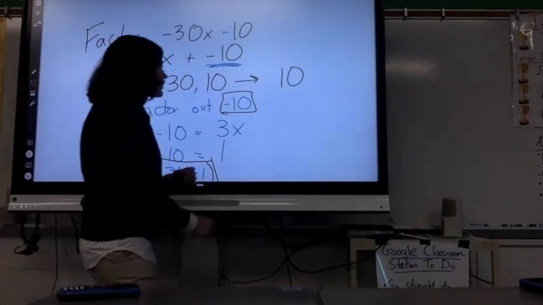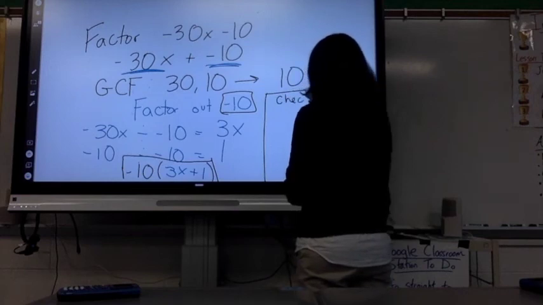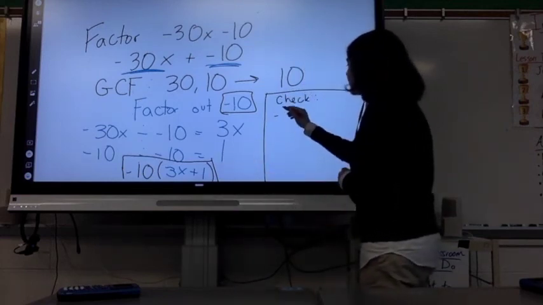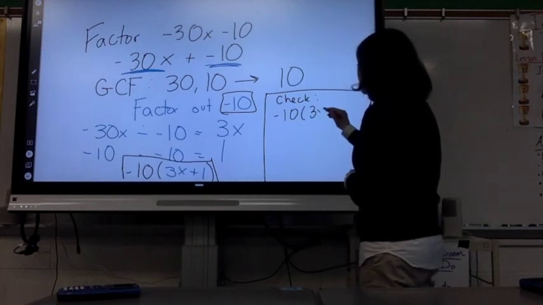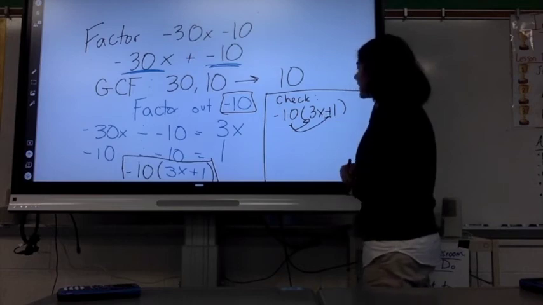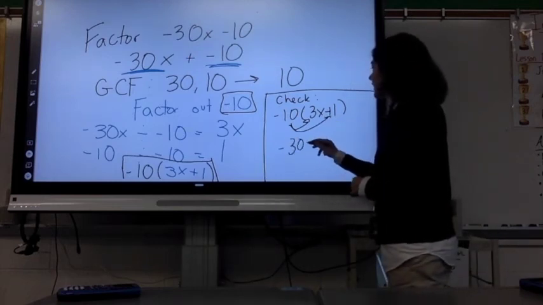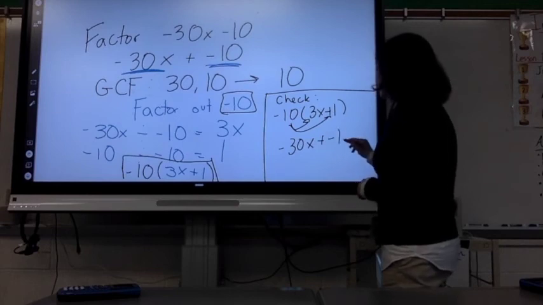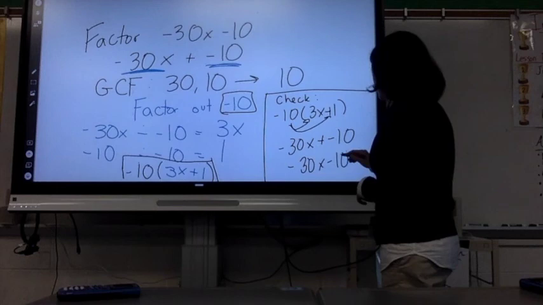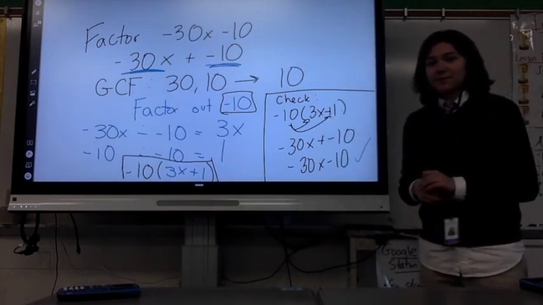I can check that I'm correct. That's step 5. I can check by using the distributive property on this. So negative 10 times 3x plus 1. I distribute the negative 10 to the 3x and the negative 10 to the 1. I get negative 30x plus negative 10, which is negative 30x minus 10. So I get what I started with, which means I'm correct.